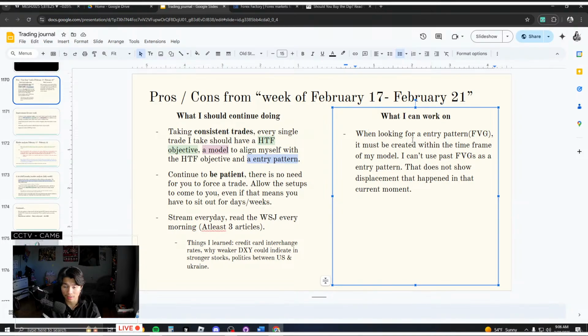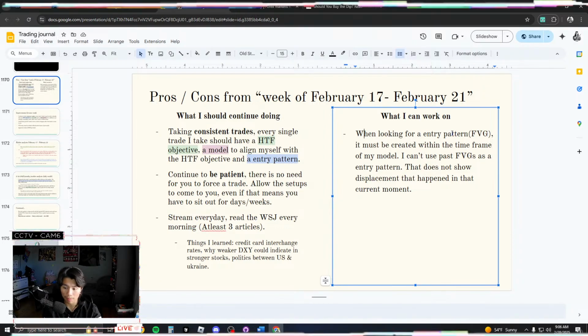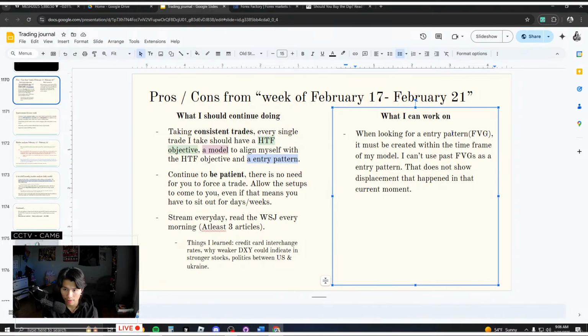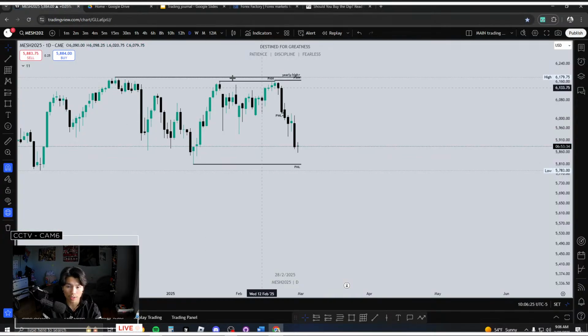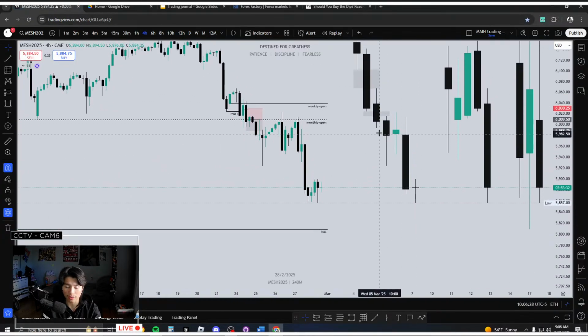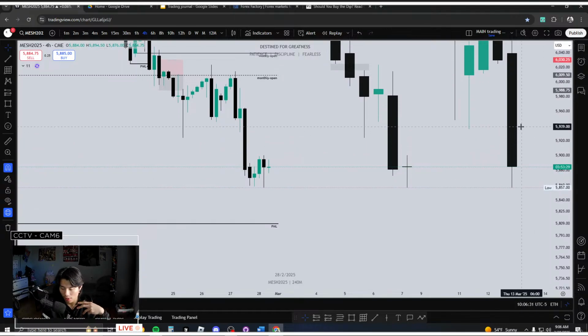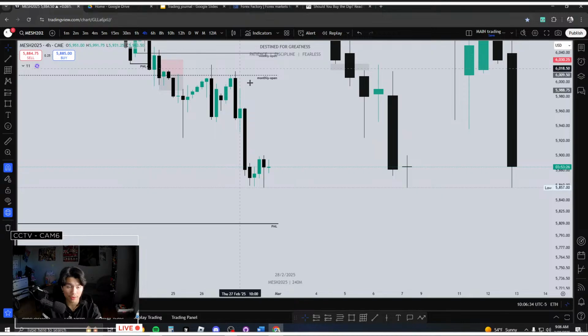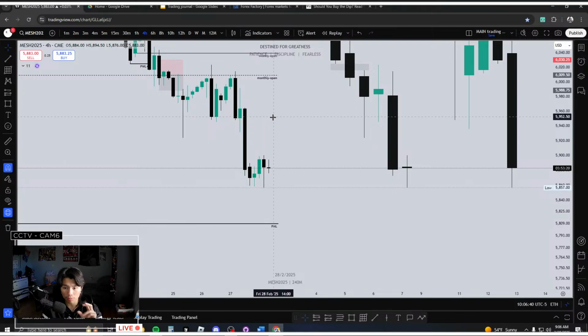And what I can continue to work on here is, when looking for an entry pattern to take a trade, the fair value gap always has to be created within the time frame of my model. So if I am taking a trade based off of a 4-hour model, the fair value gap that I'm looking for to take a trade off of should be created within the last 4 hours of trading. I can't look past that.